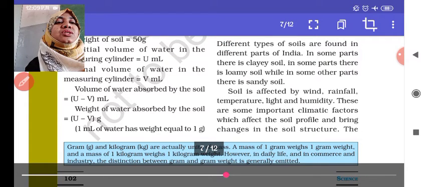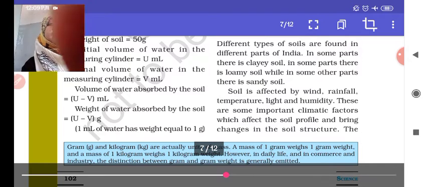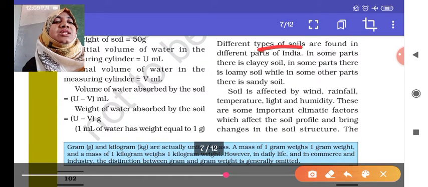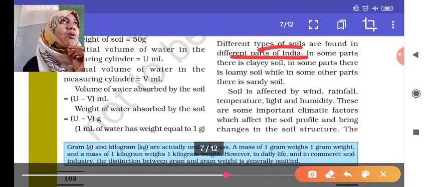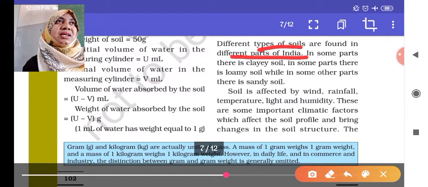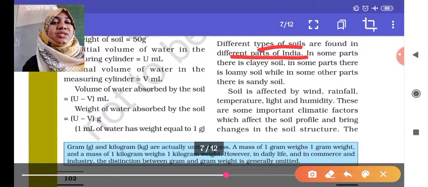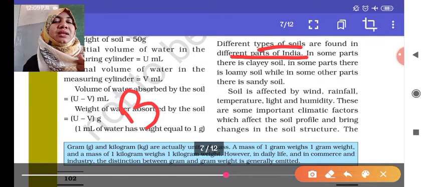Here I am reading this particular point. Different types of soil are found in different parts of India. Just take an example of your home itself. Where your home is, you will have red soil, or the color of the soil will be almost near to orange or red. But when you go to the field, it will be black in color. The soil condition also will be different, very sticky when you add water.